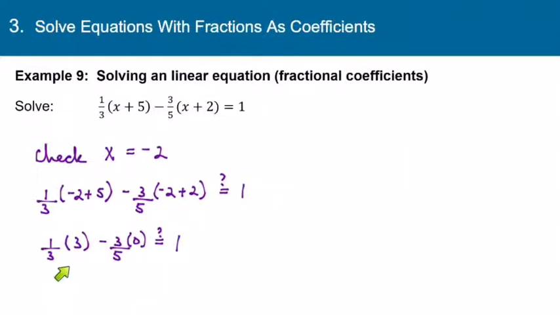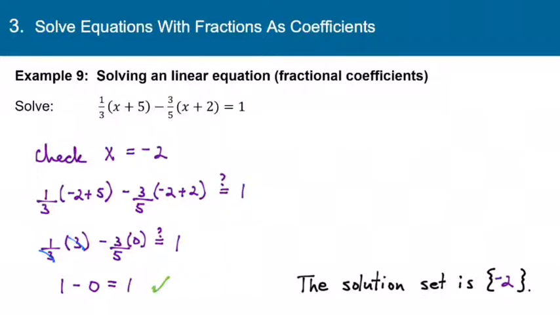Okay, now still working on the left side, when we do 1/3 times 3, we're going to see that the 3's cancel, and we'll just have 1 there. Over here, 3/5 times 0, of course, is 0. So now we have this statement that says 1 minus 0 equals 1. We know that's true, and so our solution set is negative 2.